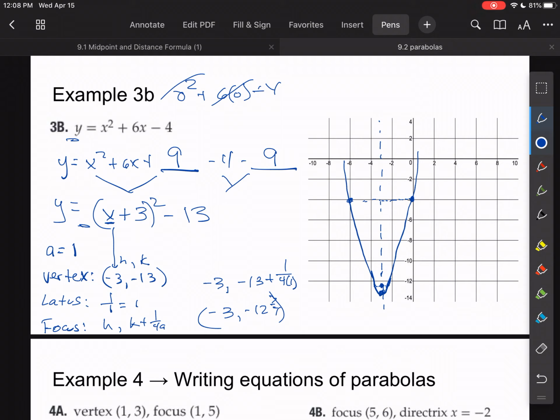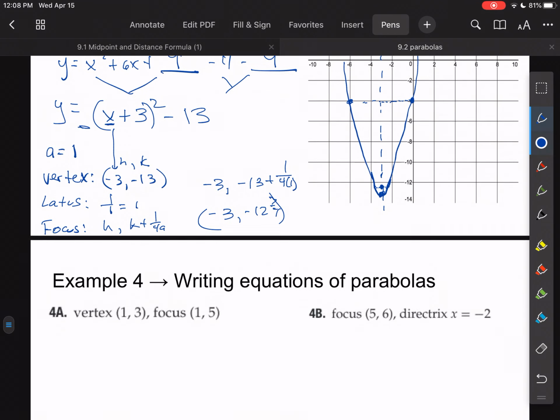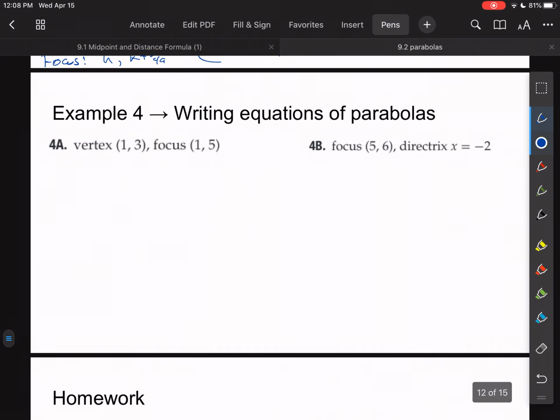Okay, so I'll be looking for these things, the latus rectum, the focus, the vertex on your work. So practice those. For example 4, you'll have to do that in order to get these. They want you to come up with an equation of the parabola given a focus and a vertex or a focus and a directrix. So what I do on these, you guys, is I just draw a quick sketch just so I get a rough idea of what's happening.